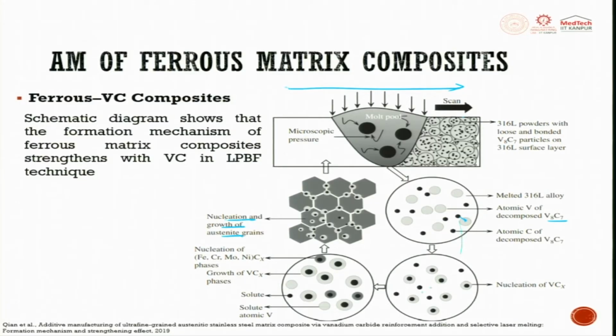So, the cycle goes very interestingly like this. Whatever V8C was there, it splits. Now, this splitting happens, you will have C separately, V separately. Wherever this V is there, the C tries to diffuse inside and forms a VCX. Now, this VCX tries to form a nucleation in the matrix. So, you will try to nucleate the Fe, chromium, molybdenum, nickel phase with the growth, and parallelly this VC which is there tries to grow. So, then this will be the final nucleation and growth of the austenitic phase.